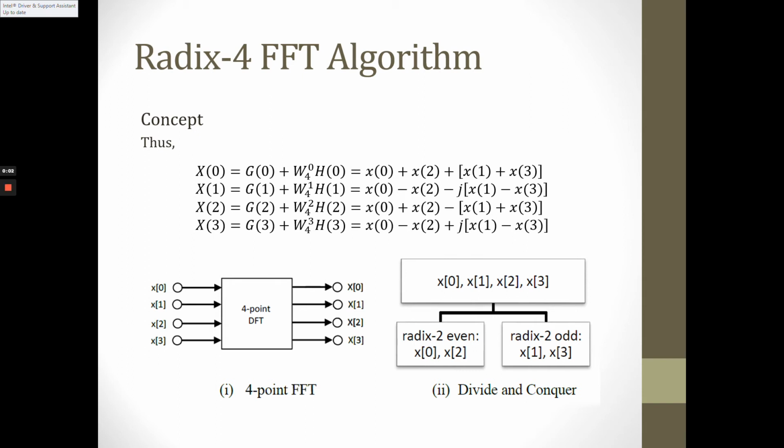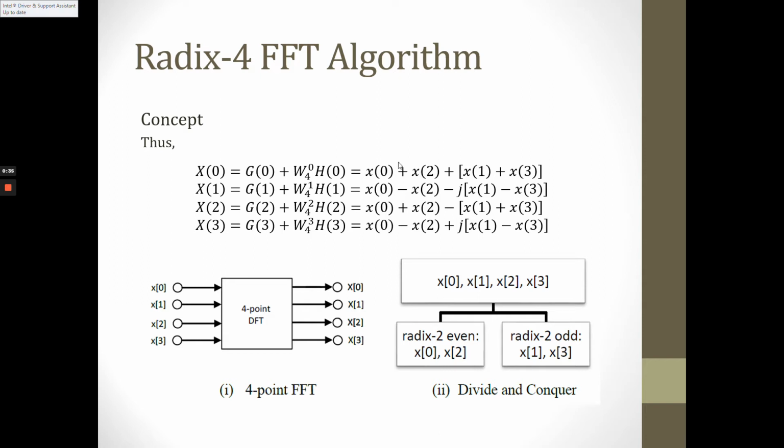So based on the previous calculation, we have xk for k equal to 0 until 3, based on the even function g, the twiddle factor, and the odd function. We substitute all these values into this equation, and we have this one. This is for x0, x1, x2, and x3.